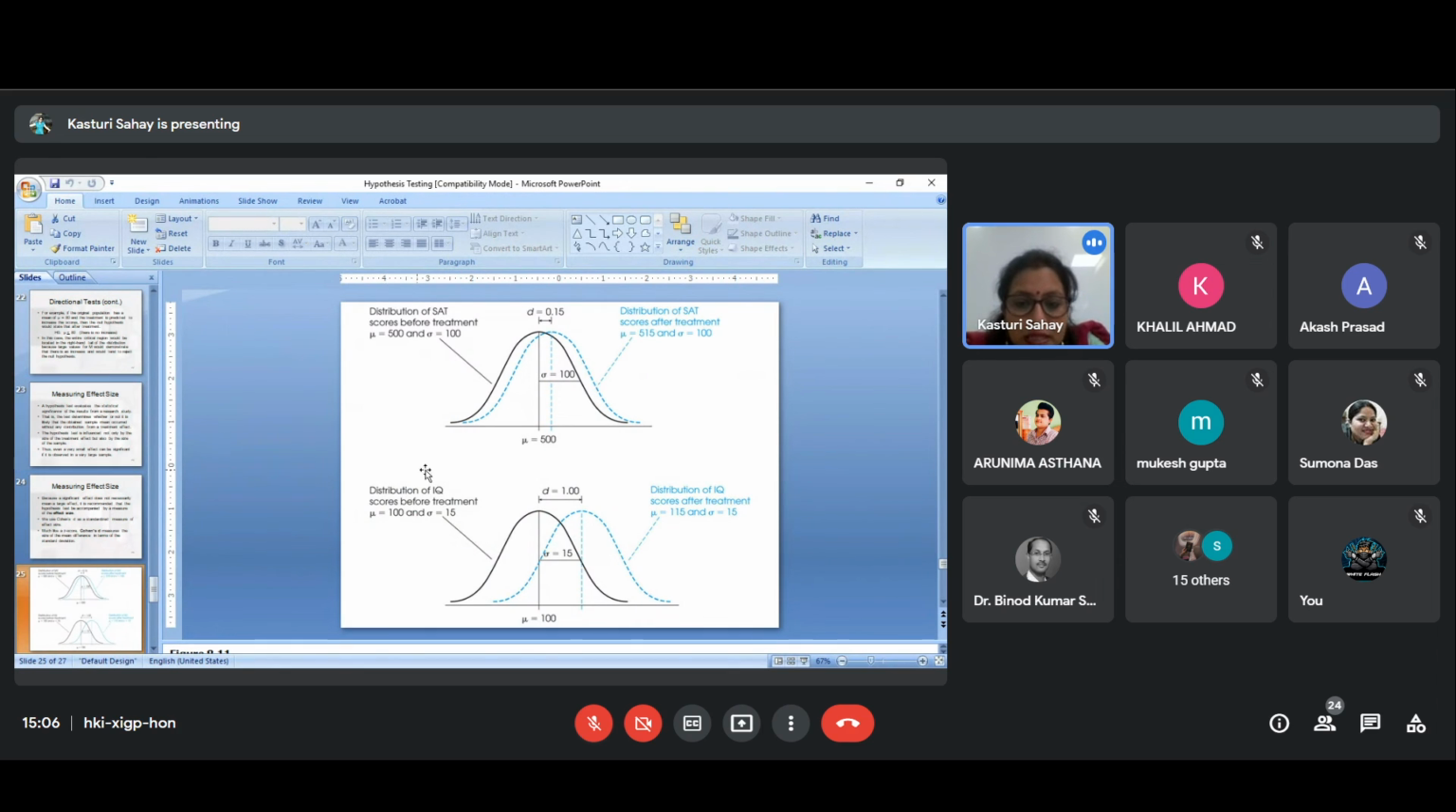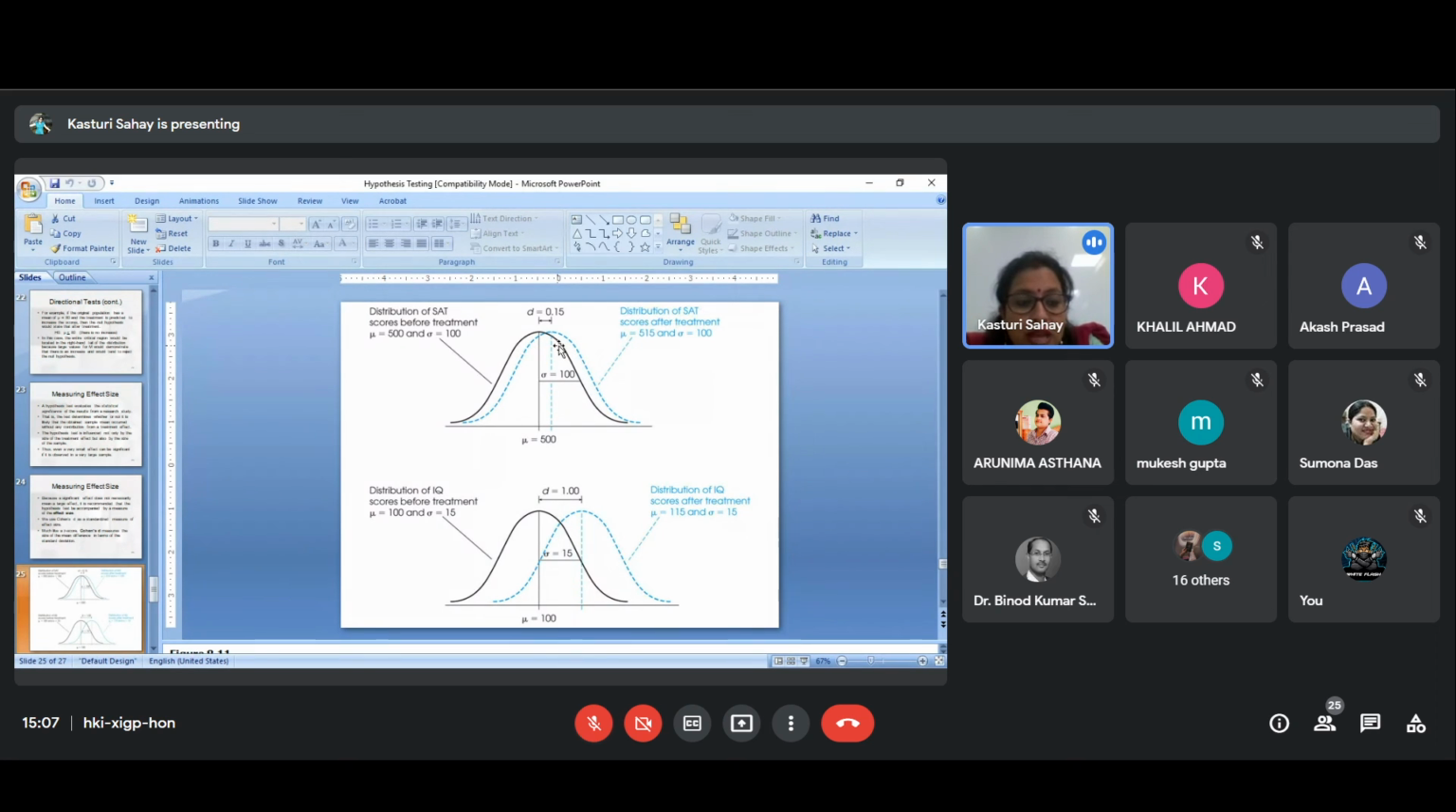See, the black line is the distribution of SAT scores before a treatment, with mu equal to 500 and standard deviation equal to 100. After the treatment, like maybe you gave coaching or something, the mean became 515 and your standard deviation remained 100. So this d, the shift of mean from 500 to 515, is your d.